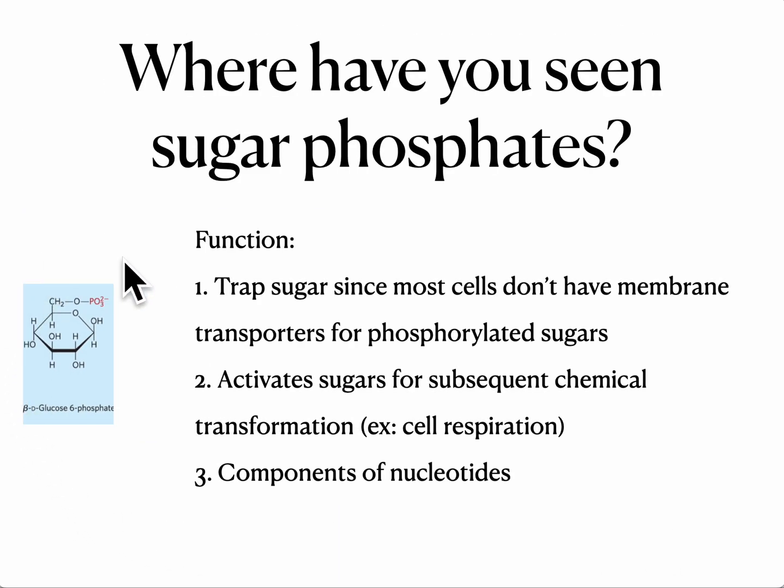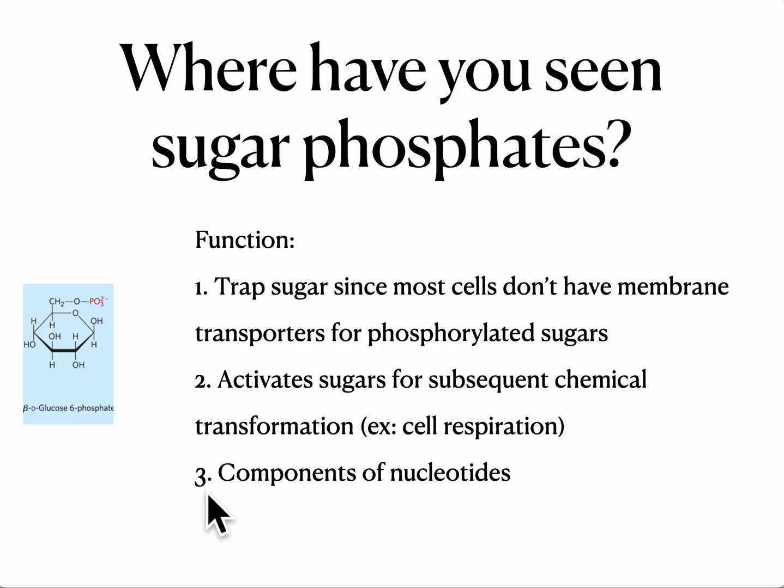All right, another kind of sugar we're looking at will be sugar with phosphates. Just to remind you, you've actually seen that before if you have taken the AP Bio course. One of its functions is that it traps the sugar. By attaching the sugar to a phosphate group, it traps the sugar within a space, for example, a mitochondria, since most cells don't have membrane transporters for phosphorylated sugars, so the sugar won't be able to move across the membrane. Also, it activates sugar for subsequent chemical transformations, for example, in cell respiration, due to that charge, which really destabilizes it, and we'll examine it further when we come to this unit.